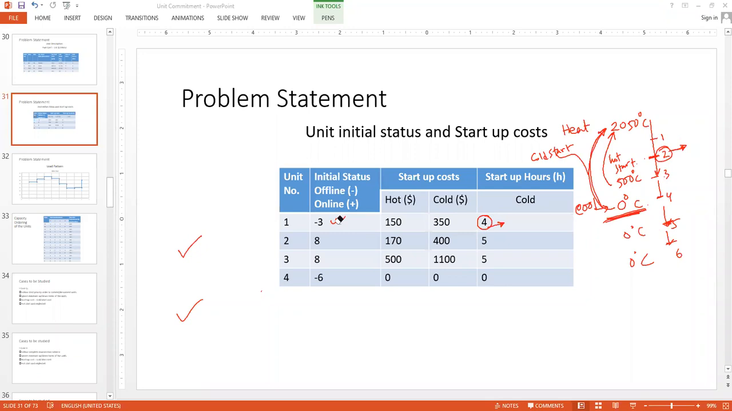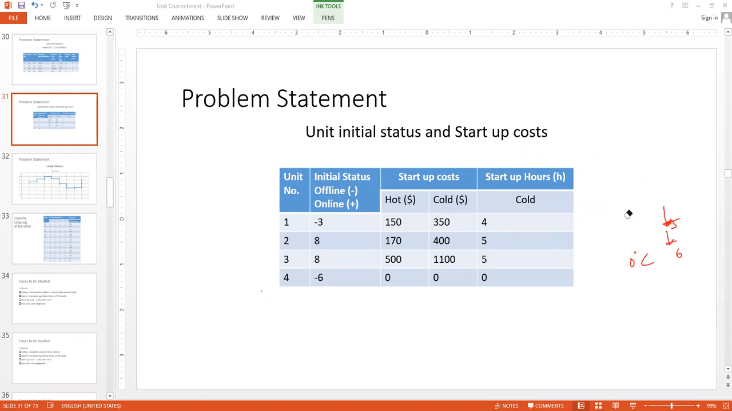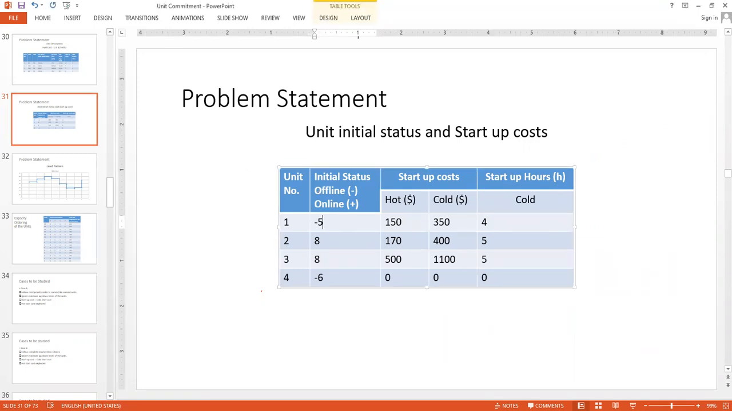So how much was it? 5? Yeah, it was 5. Okay, so let's make it 5 back again. So this was 5. Save it.